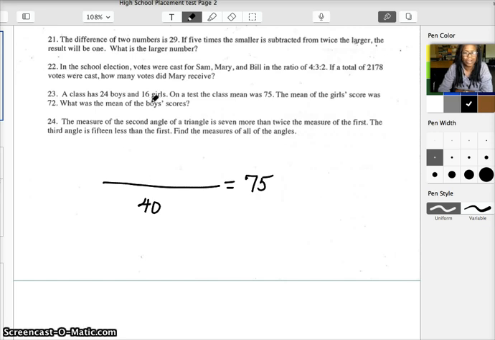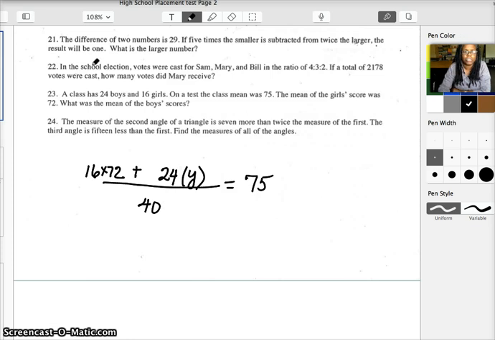I don't know the girls' individual scores, but what I do recognize is that their average was 72, so I can write 16 times 72 to be the sum of all the girls' scores, okay? The sum of the boys' scores we don't know, nor do we know the average, but here's what we can do. We know that 24 times whatever their average is, let's call it y, is going to give me the sum of the boys' scores, and I can continue.